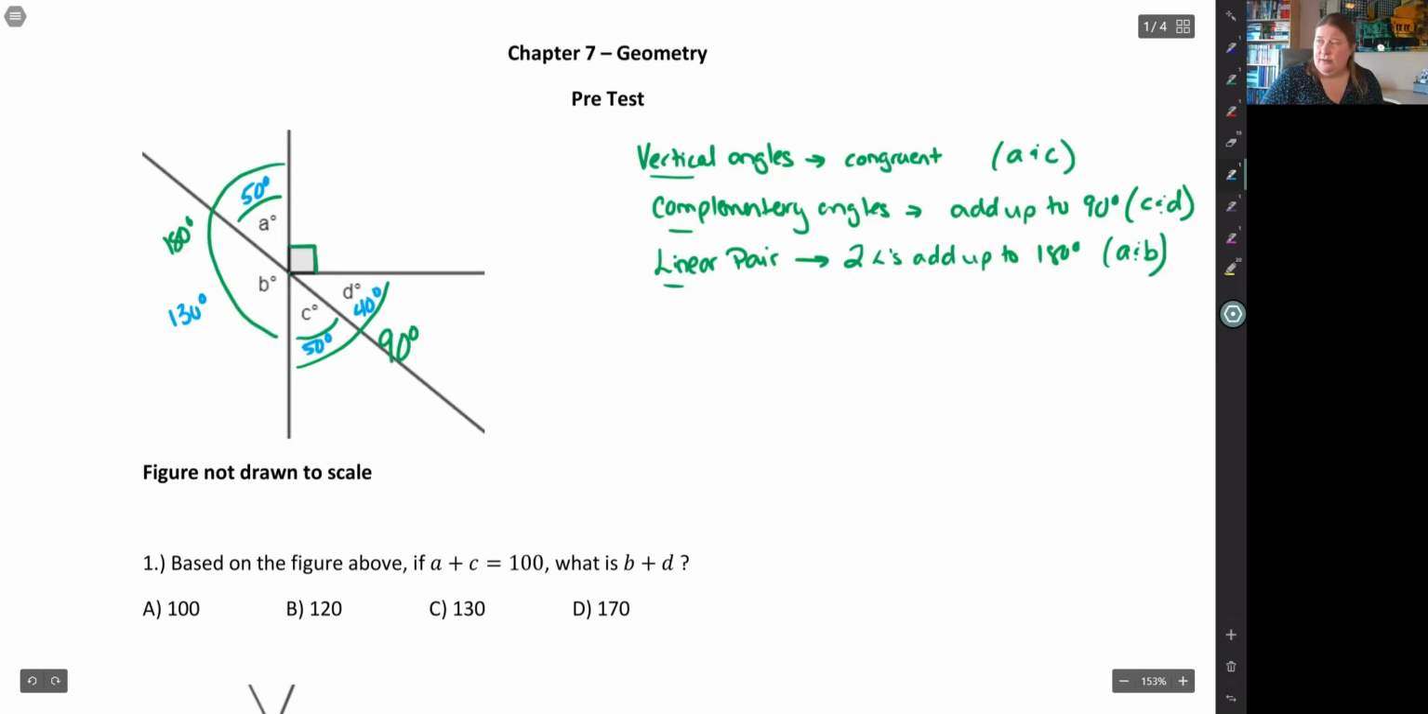Let's double check what that question is asking us to find. B plus D, 130 plus 40, that's going to be 170. D is my correct answer.